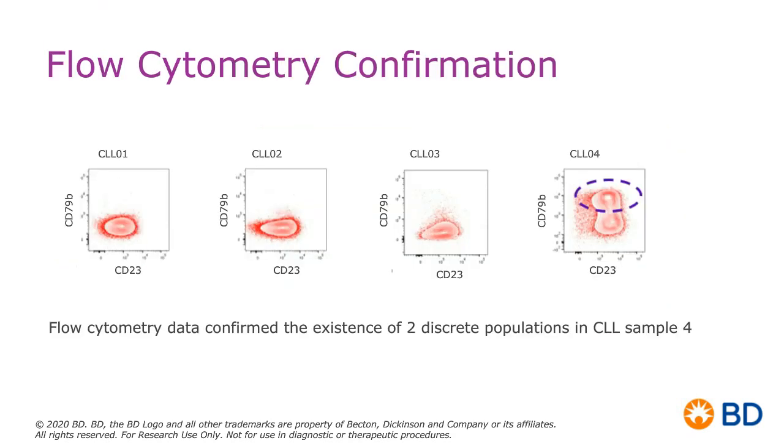Because as I mentioned, we have this original flow cytometry data looking at CD79B, which actually was not in our AbSeq panel, compared to CD23. And in that scenario for CLL4, you're able to identify basically these two discrete populations within the CLL4 sample. And again, that's not surprising because, as we know, the most common diagnostic approach for looking at CLL is using immunophenotyping, often through flow cytometry.